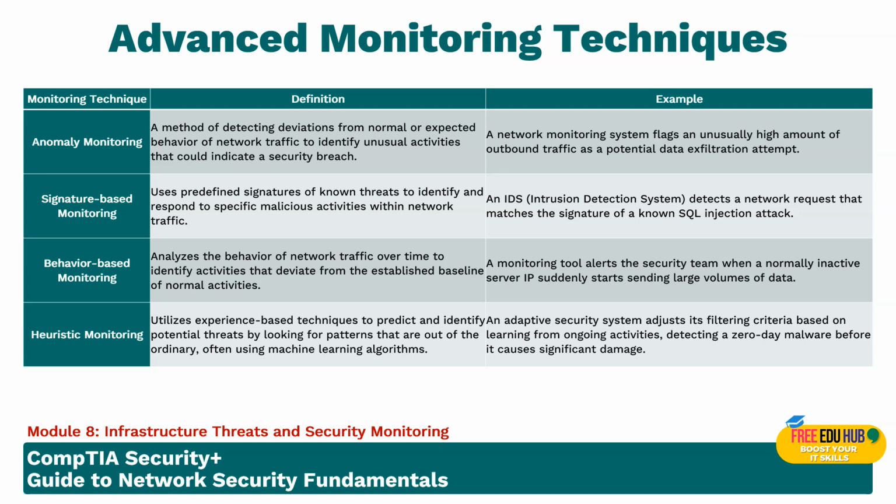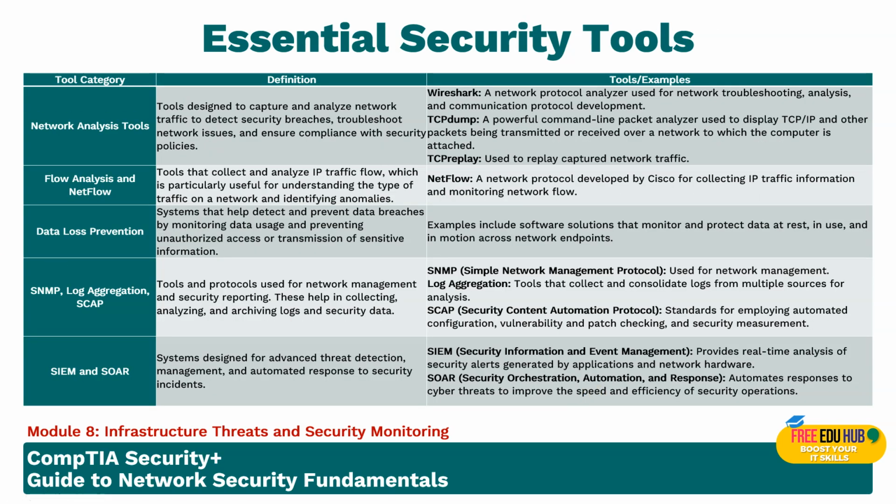So an example could be an adaptive security system that adjusts the filtering criteria based on learning from ongoing activities, like zero-day attacks or malware, before it causes significant damage to your network. Then we have different essential security tools. These include network analysis tools, flow analysis and NetFlow, data loss prevention, SNMP or log aggregation, etc., SIEM or SOAR. These tools are really important in maintaining the security and integrity of the IT environment.